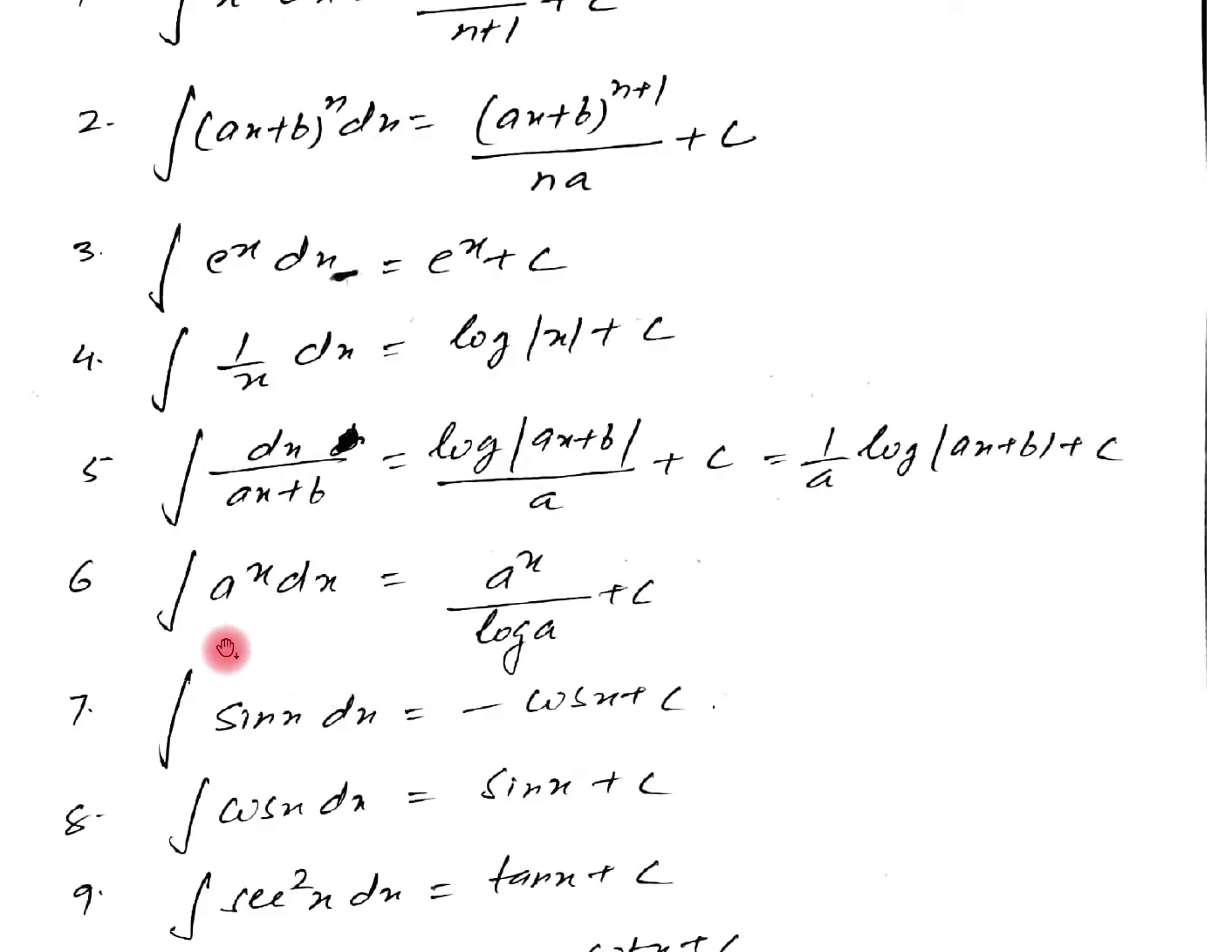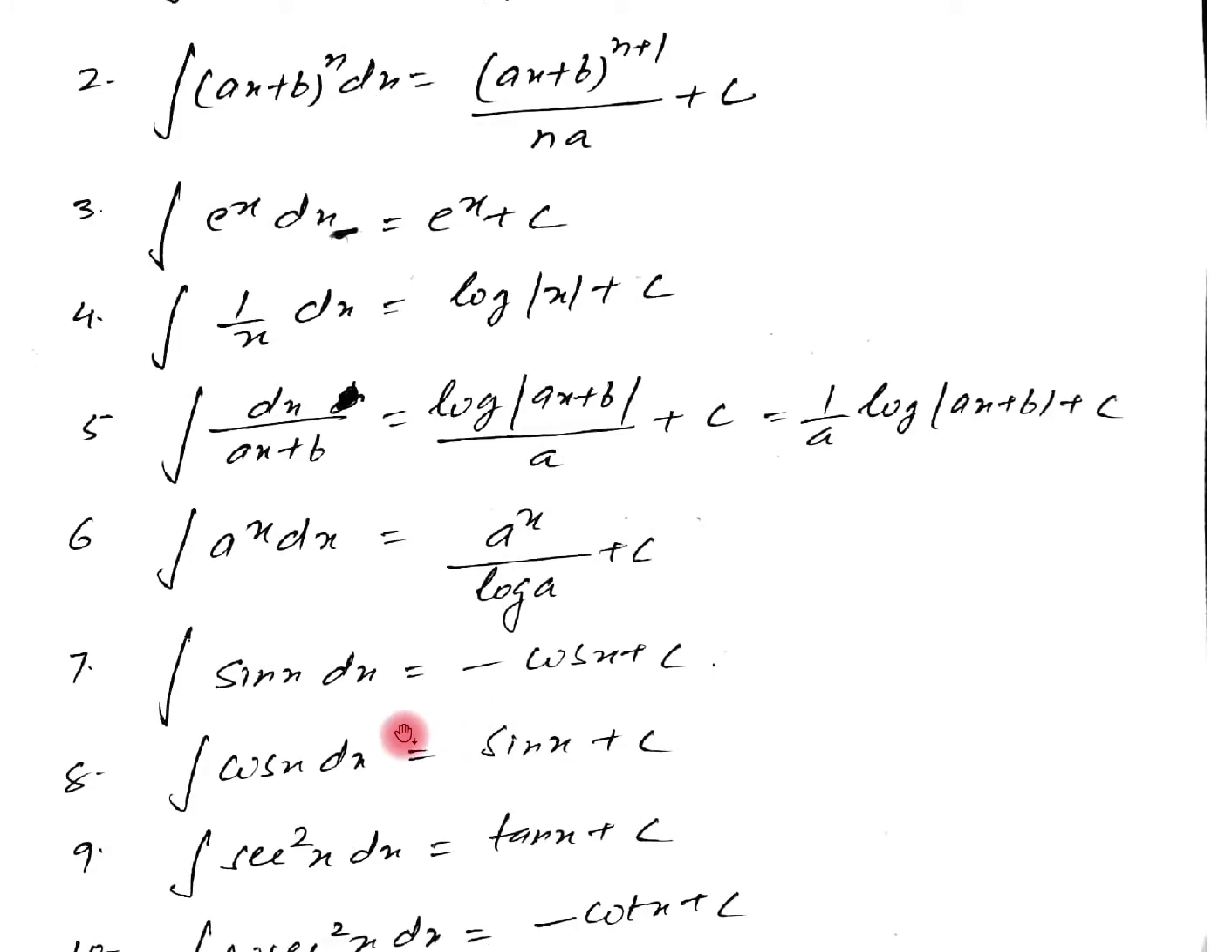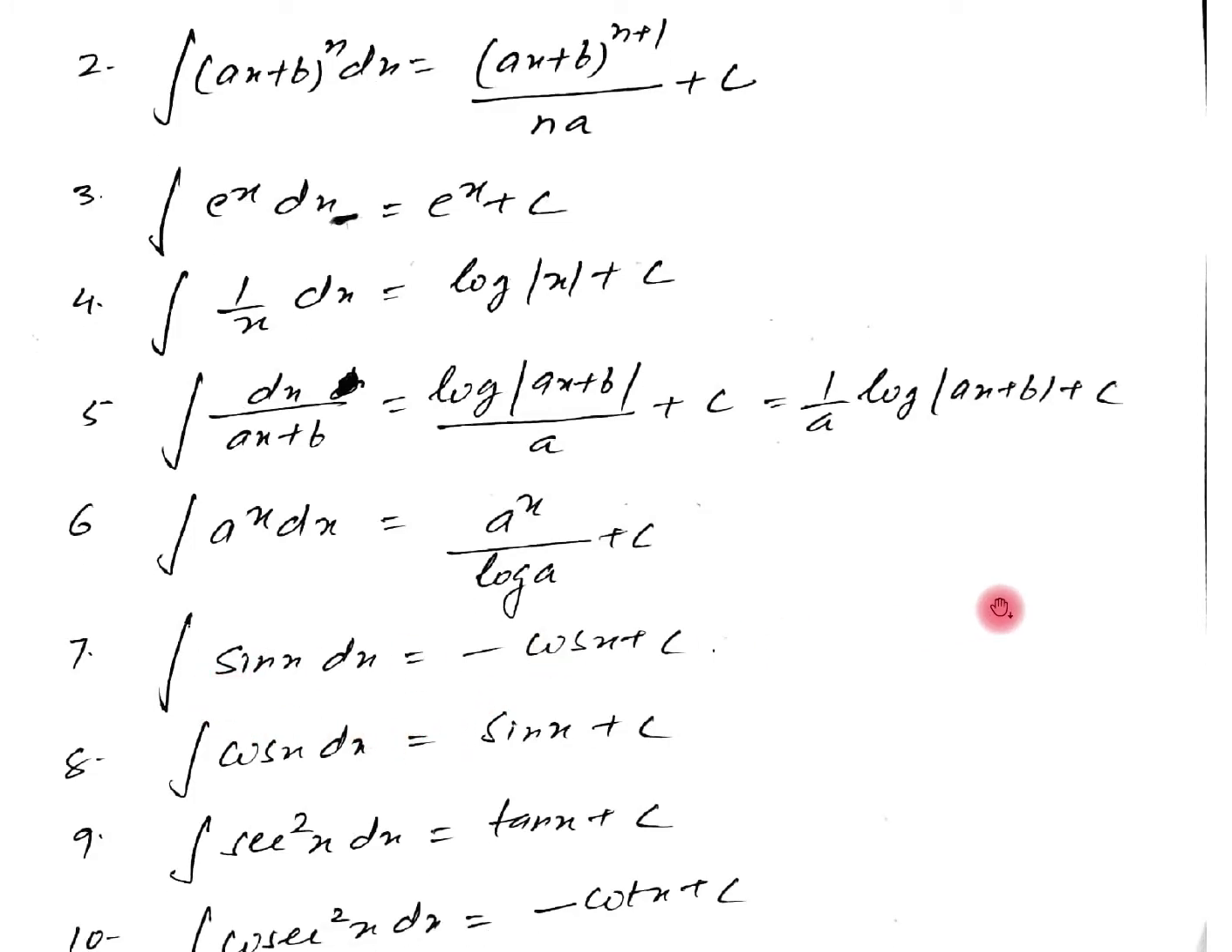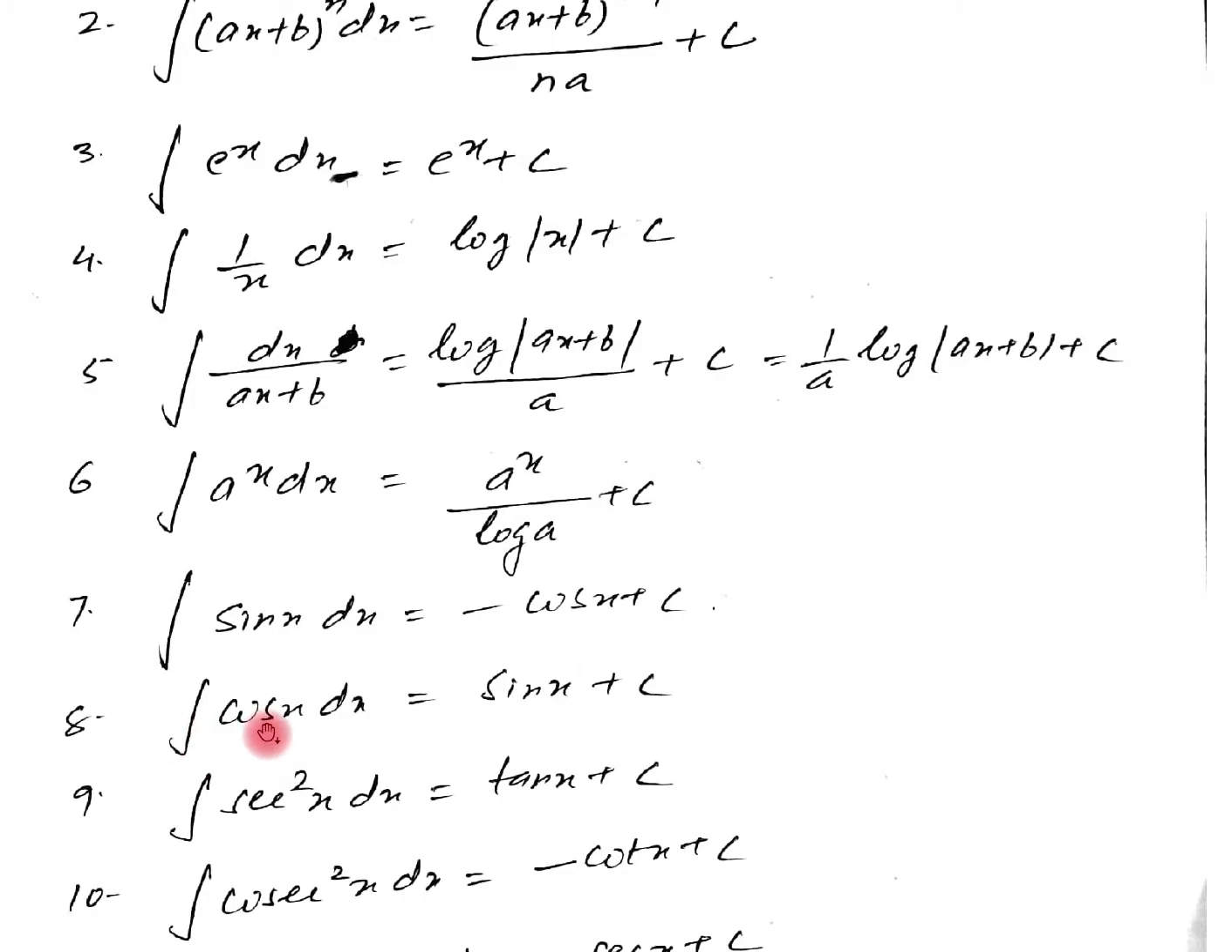Then the integral of a raised to power x. We know the derivative of a raised to power x is a raised to power x into log a. So the integral of a raised to power x dx equals a raised to power x upon log a plus c. Then the integral of sin x. The derivative of cos x is minus sin x. So the integral of sin x dx equals minus cos x plus c. Similarly, the integral of cos x dx equals sin x plus c.